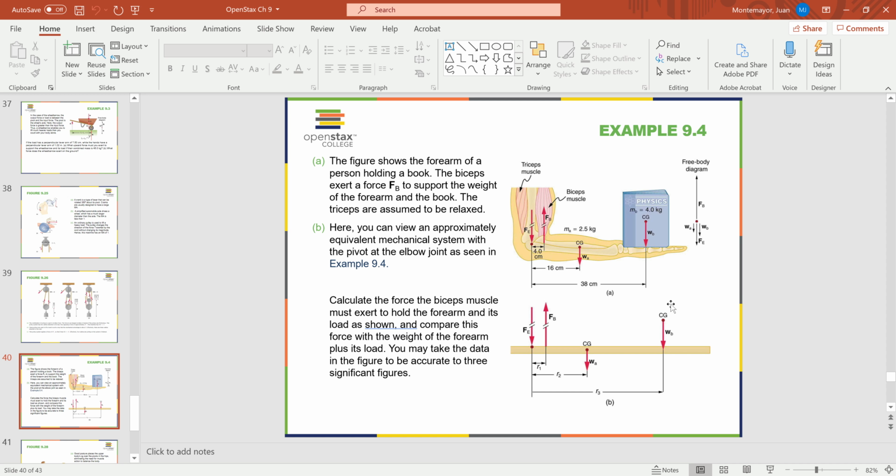So here we have A. The figure shows the forearm of a person holding a book. The biceps exert a force FB to support the weight of the forearm and the book. The triceps here are assumed to be relaxed. And for B, here you can view an approximately equivalent mechanical system with the pivot at the elbow joint as seen in example 9.4. So for 9.4, calculate the force the bicep muscle must exert to hold the forearm and its load as shown, and compare this to the force with the weight of the forearm plus its load.